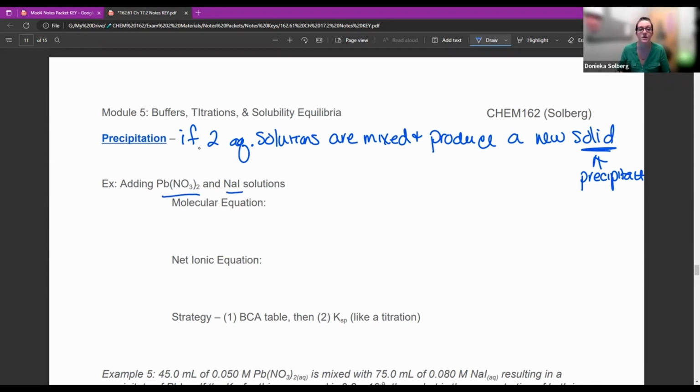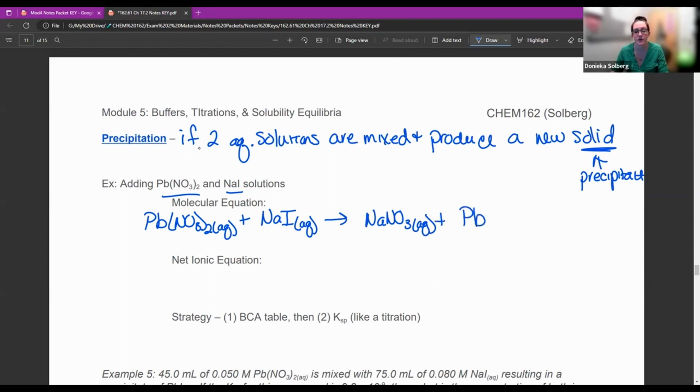Now both of these are completely soluble according to my solubility rules. However, if I write out this equation, lead nitrate, Pb(NO3)2 aqueous, with sodium iodide, also aqueous, this is a double replacement, right? So I'm going to switch my ions. So now Na is going to be with NO3. If I check my charges, that's what I got. And then Pb is going to be with I, and it's 2 charge.